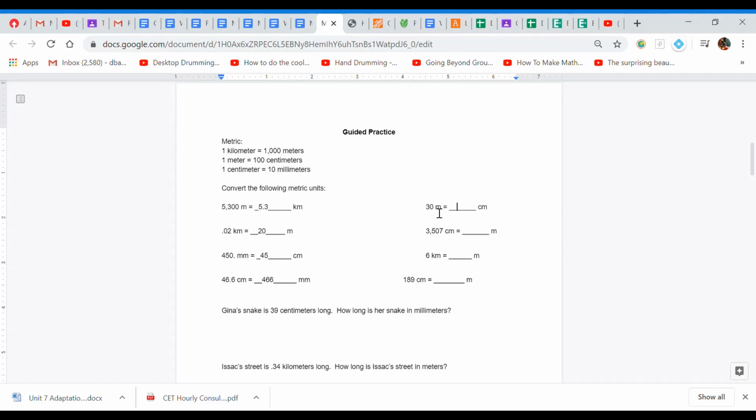30 millimeters to centimeters. Again, I'm going from a bigger unit to a smaller unit, so I have to multiply. 30, the decimal is here, even though there's a 0 on it, but the decimal is going to move 1 place to the right.